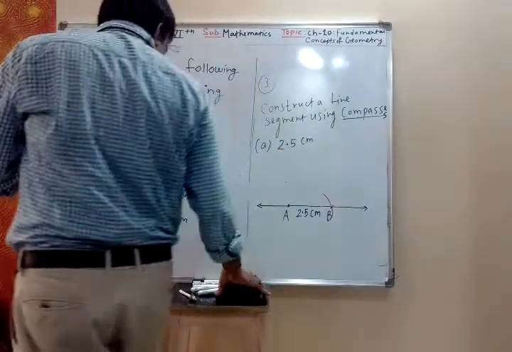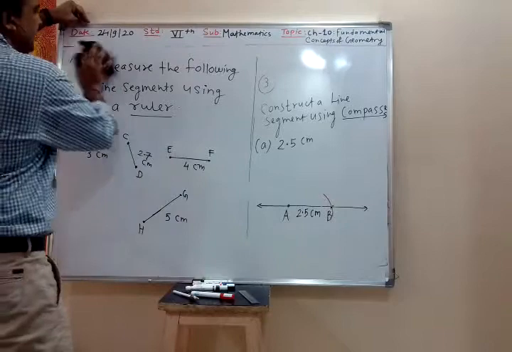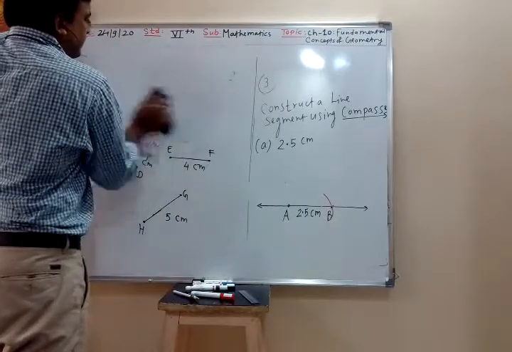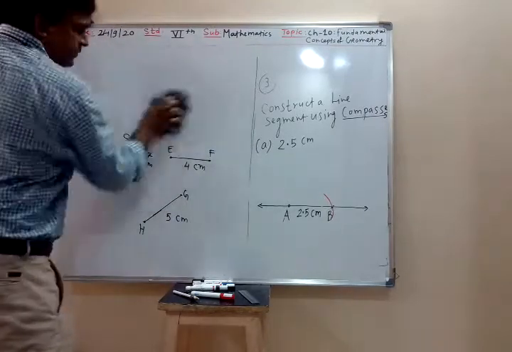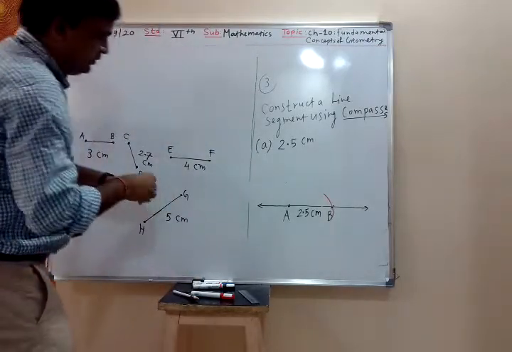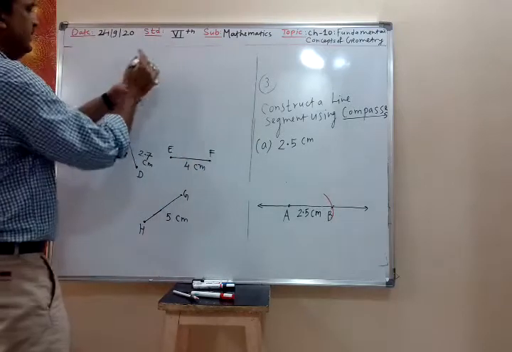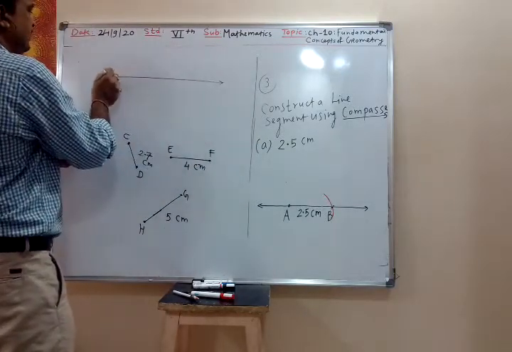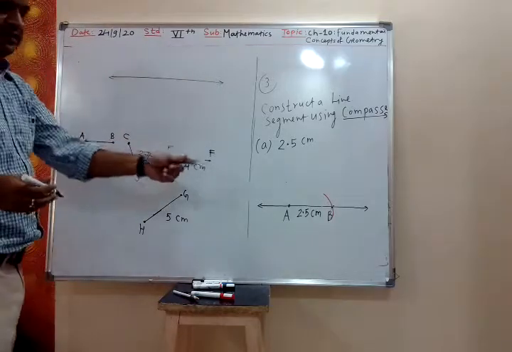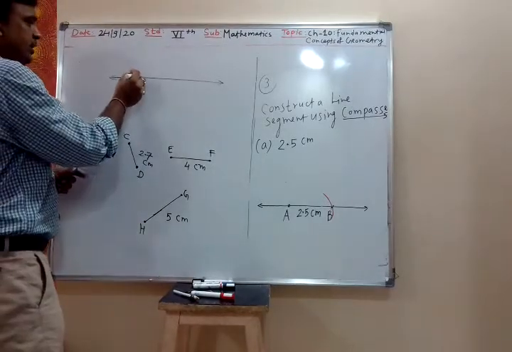Again I am explaining in 1 minute. Let me explain this again. Those who could not understand, see here. First what you have to do, using the scale, you have to draw one line. Then you have to take one point A on that.